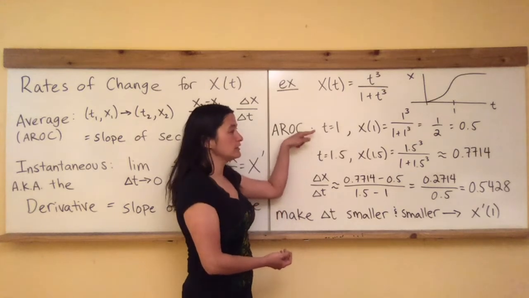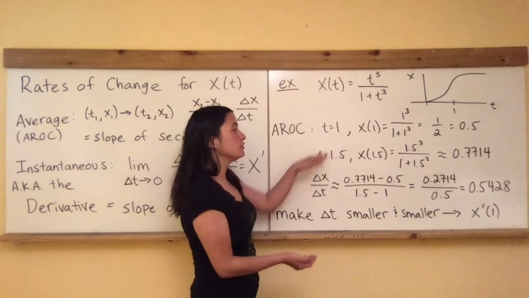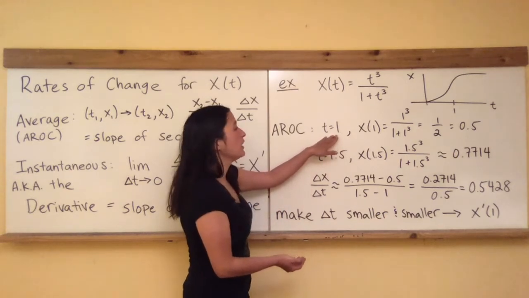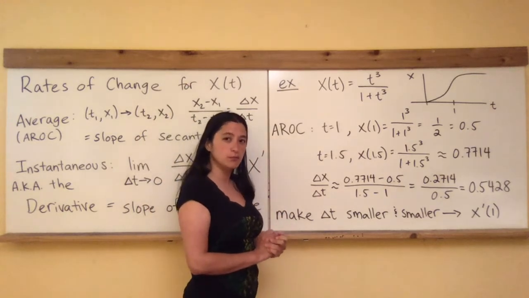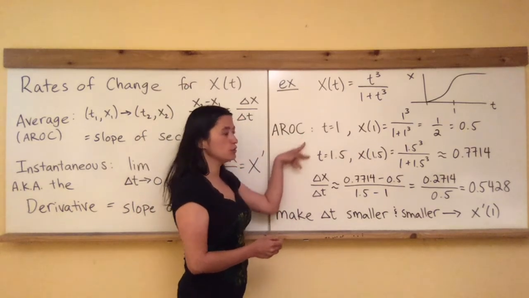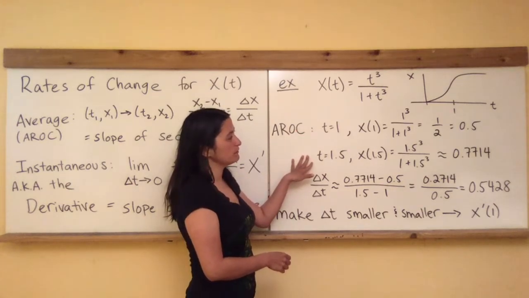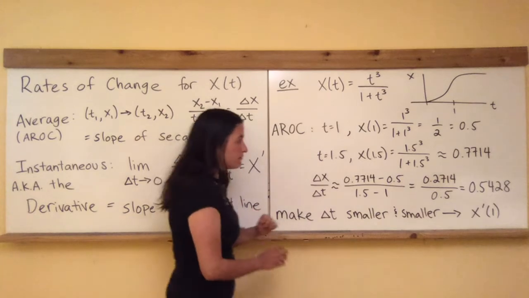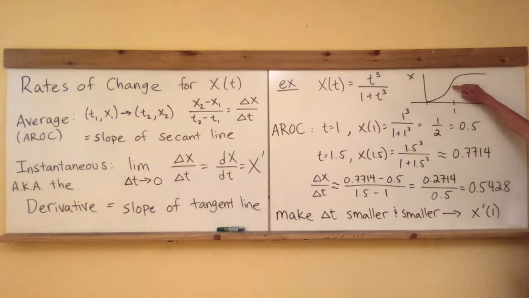Either I can literally tell you the starting and ending point for the input, or I could tell you the starting point and then I could give you a value of delta t. So I could tell you how far away from the starting point I want you to move. Here I'm given the starting point t equals 1 and the end point t equals 1.5. And so visually on the graph, really I'm talking about what's the average rate of change between this point here and a point that's 0.5 units in time away from it, so it might be right around there.